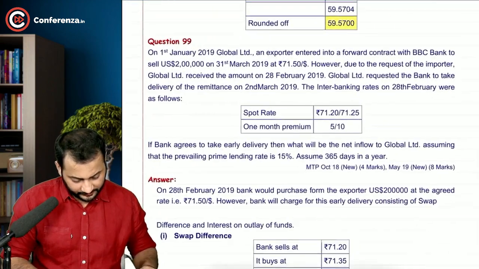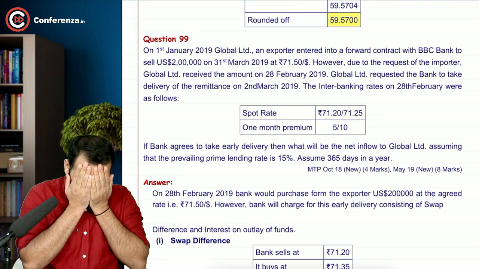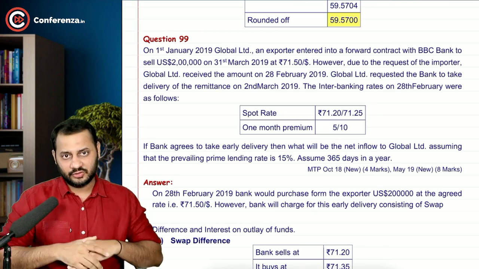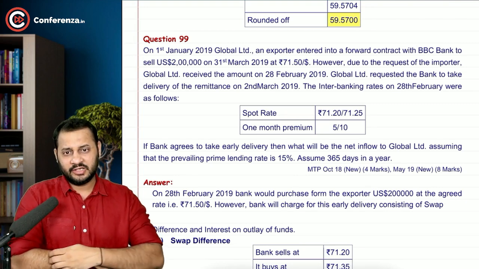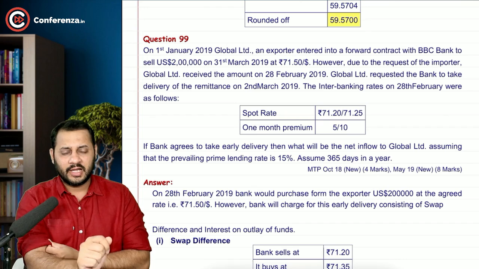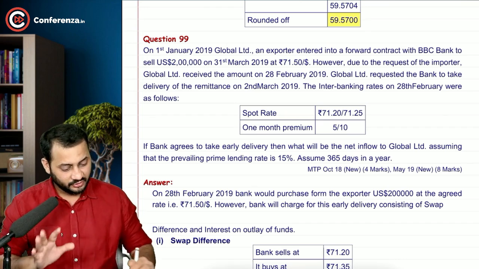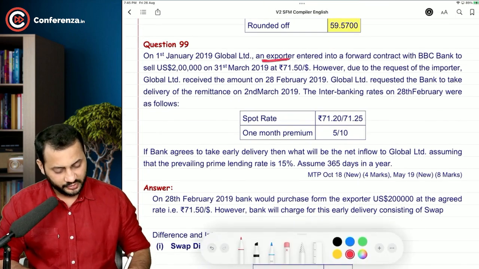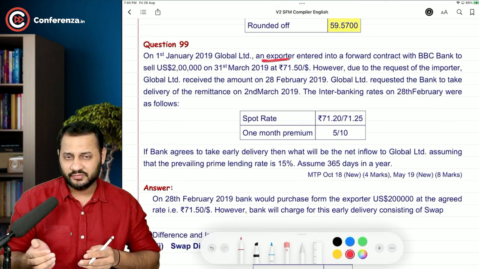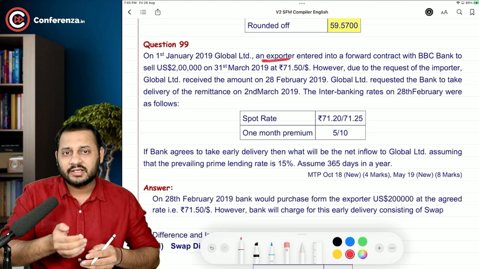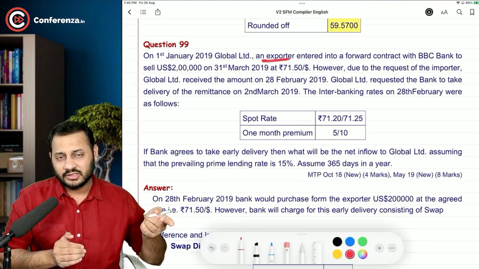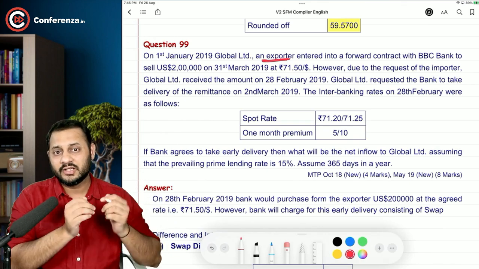Question number 99. On January 1, 2019, Global Limited, an exporter. This is not an importer, this is an exporter. So all the transactions that we just discussed in the previous example will be exactly opposite, because in the example that we discussed for the concept, it was an importer. Now it is an exporter.